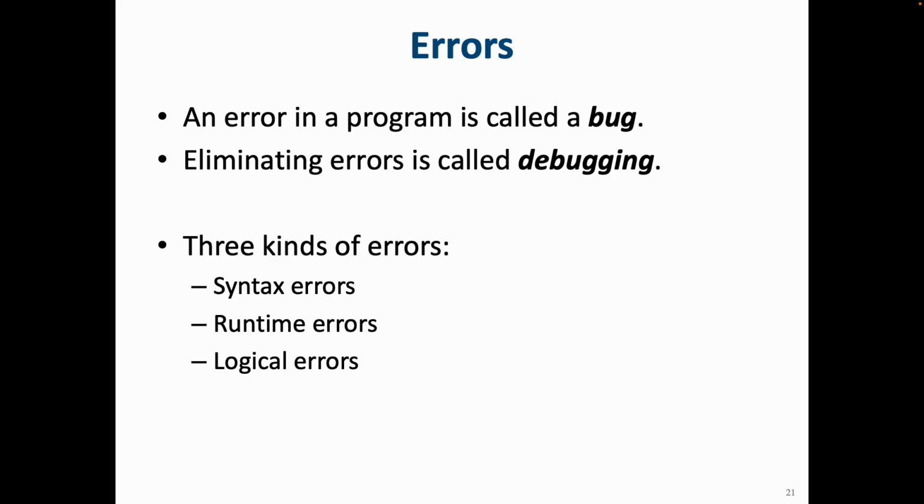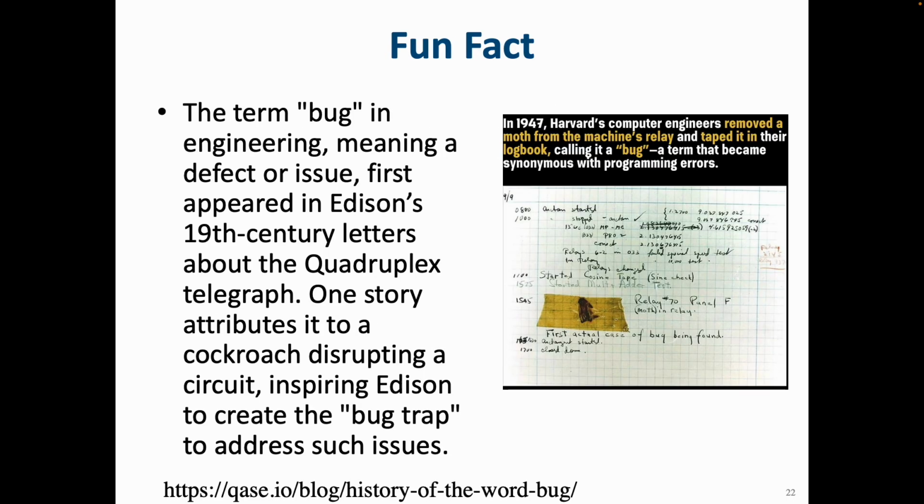Now the types of errors. An error is called a bug, as you know, and fixing a bug in code is called debugging. We have 3 types of errors: syntax errors, runtime errors, and logical errors. Now we will briefly see them. But before going into that, why do we say bug? Sounds weird actually. Bug means an insect.